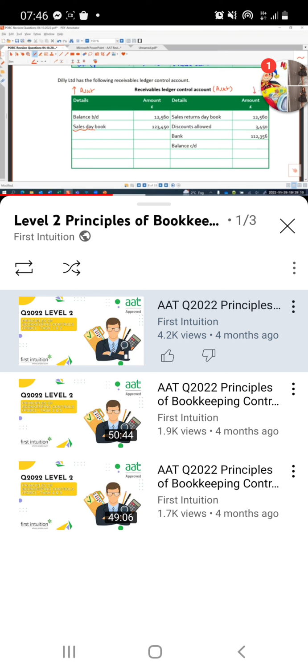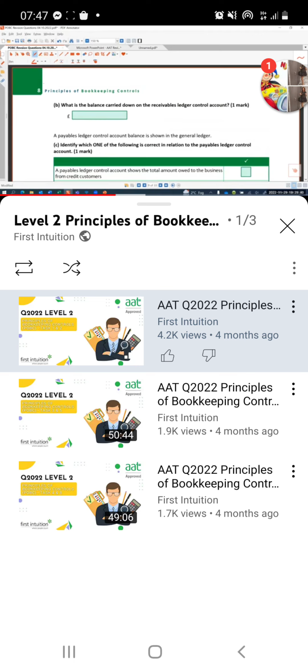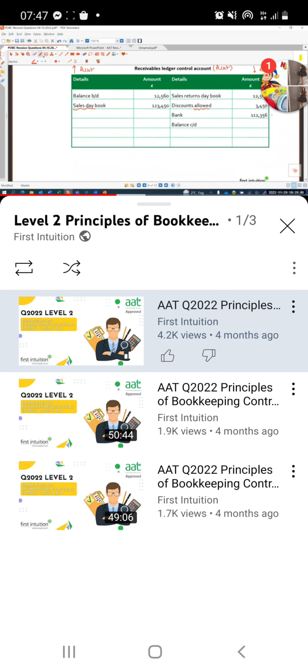And over here, we'd reduce the asset. If the customers return things, then they owe us less. If we give them a discount, the discount allowed, we allow the customers a discount, they owe us less. Or they pay us and we put the money in the bank, then they owe us less. So there's lots of reasons that we reduce the balance as well. What this question wants, that was just all my extra little bit of revision there, what the question actually wants is to know what is the balance carried down on the receivables ledger control account. So it's saying, what is this figure?